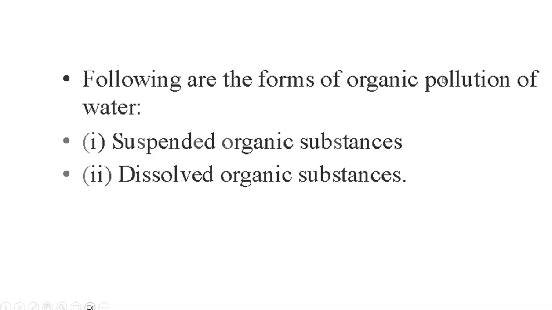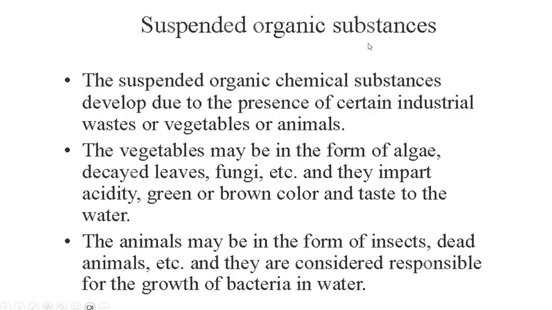Following are the forms of organic pollution of water. One is suspended organic substances and the other is dissolved organic substances. Suspended organic substances are chemical substances developed due to the presence of certain industrial wastes or vegetables or animals. The vegetables may be in the form of algae, decayed leaves, fungi, and they impart acidity, green or brown color, and taste to the water. The animals may be in the form of insects, dead animals, and they are considered responsible for the growth of bacteria inside the water body.